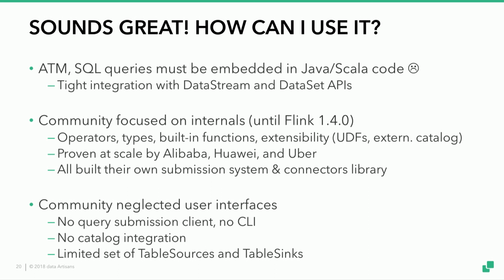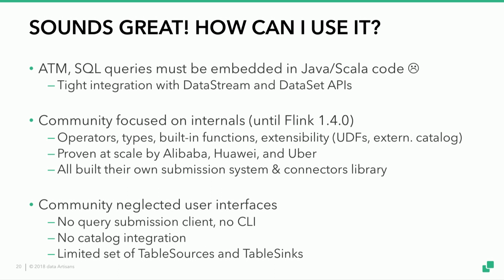In the past 2 years, I would say, the community mostly focused on internals, at the core, at the engine, which means we added a lot of operators and types. We support POJOs, and every Java object can be used within this SQL API. We worked on extensibility. We support different UDFs and external catalogs and so on. And this core has already been proven because it is used at Alibaba in their cloud offering, in the public cloud offering of Huawei, and at Uber internally. But all those companies built basically their own submission system and their own connectors library.